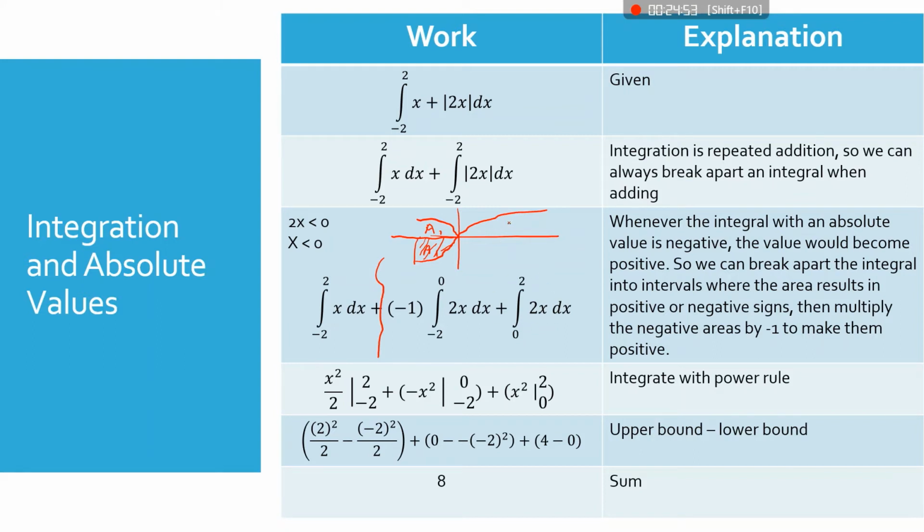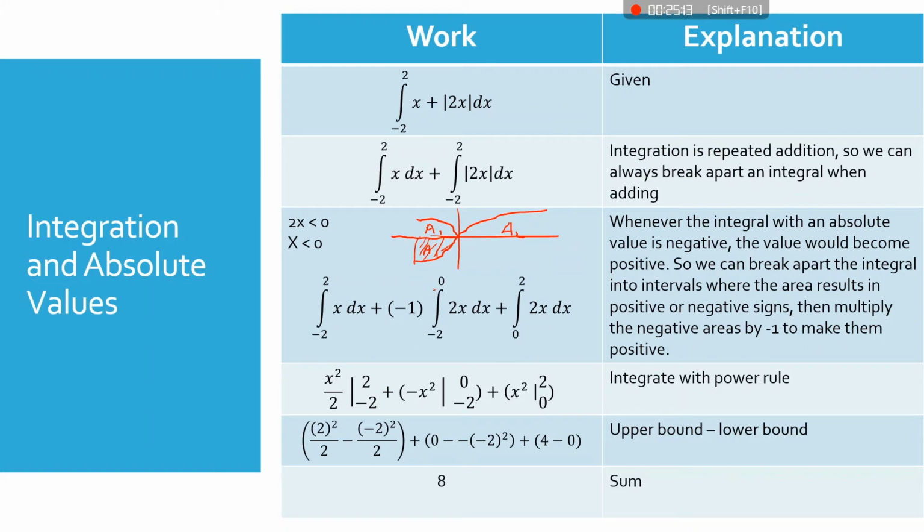Because it's already positive, we're just going to leave this one the same. So what we've done is we've split the interval into the negative part of the area and the positive part of the area, and then we've just taken the negative part of the area and multiplied by -1. Okay. Cool. Now we've just got a normal integration problem.